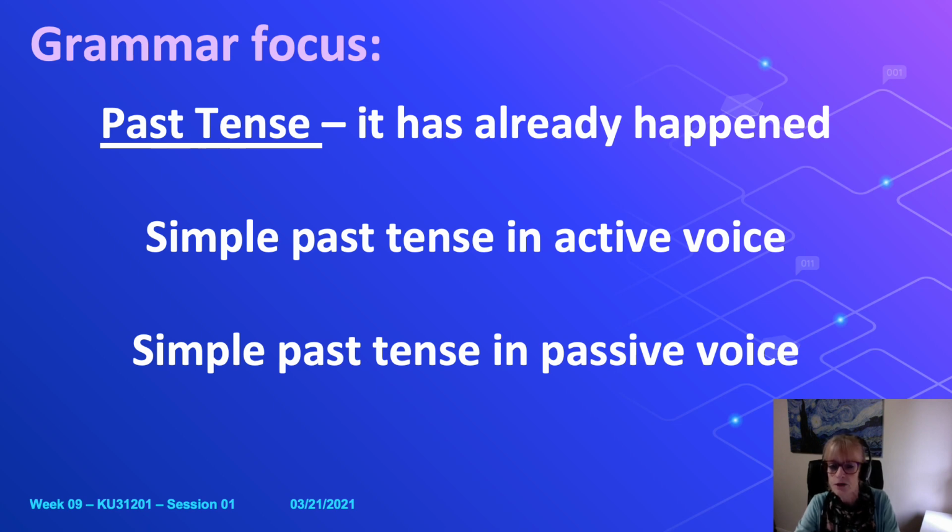We're going to be looking at 2 different types of voice in simple past tense. So we'll have a look at the active voice in a sentence and passive voice in a sentence, but always in that simple past tense. So we're writing about or reading about things that have already happened.